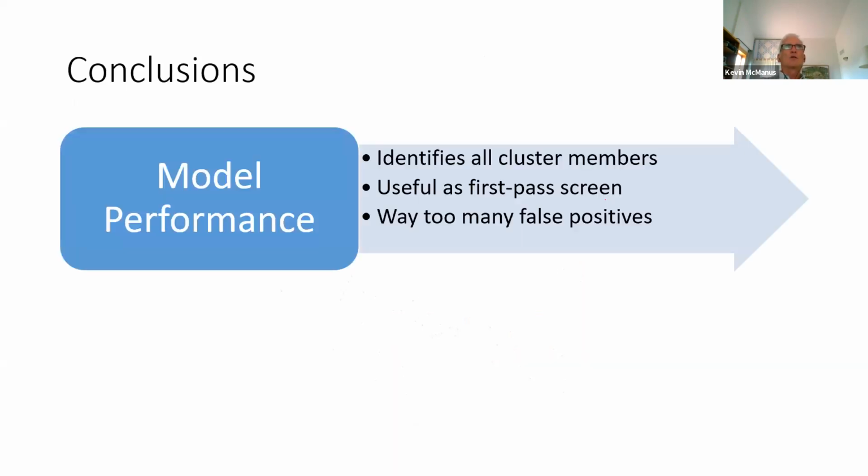All right, so conclusions. Good news is we identified all the cluster members. The model may or may not be useful as a first pass screen, but its main drawback is it's got way too many false positives, right? It's going to conclude way too many patients are sick, and you're going to spend all your time chasing down people who aren't really sick. So that's got to get fixed. How do we fix it?